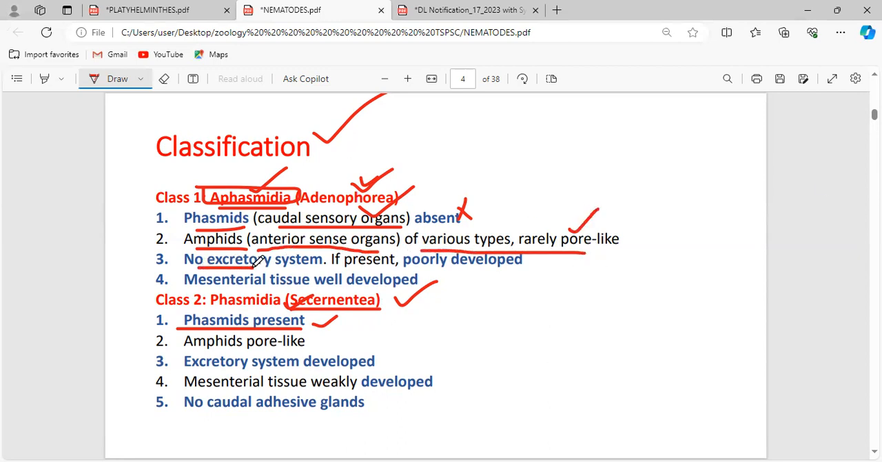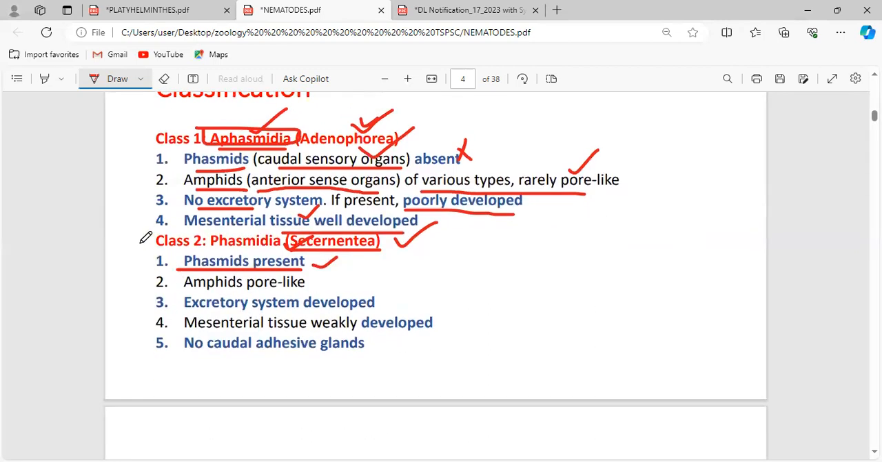There is again no excretory system present here. If present, then it is poorly developed. Mesenterial tissue is well developed. The tissue surrounding the gut or the intestine is said to be the mesenterial tissue. Coming to the class Phasmidae, amphids are pore-like, just like the Aphasmidae. Excretory system is developed. Mesenterial tissue is weakly developed.